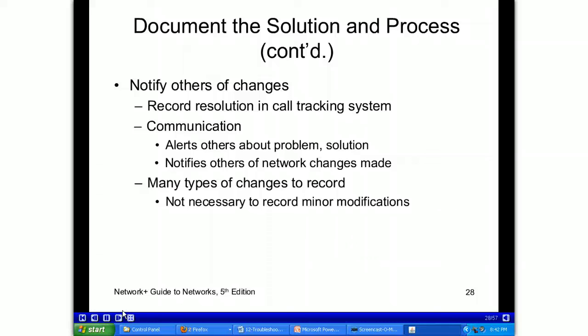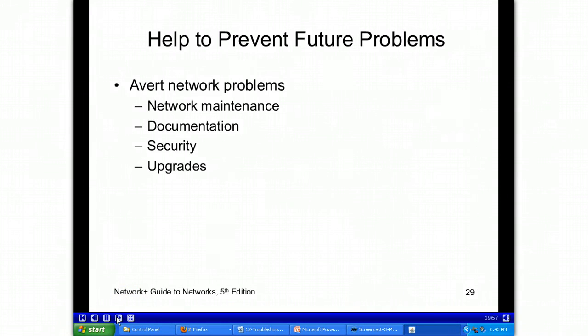And then many types of changes to record that are way too many to mention. Minor modifications don't need to be recorded, like for instance, an example would be password changes. Generally, people in IT don't record those. It's a simple, everyday thing that people do all the time, changing passwords. Might not need to be recorded because it's a simple process, done all the time, day in and day out.